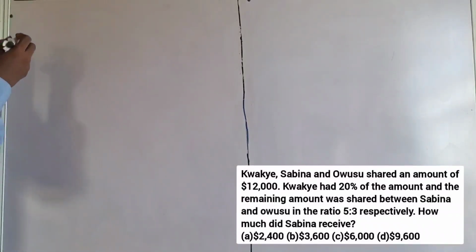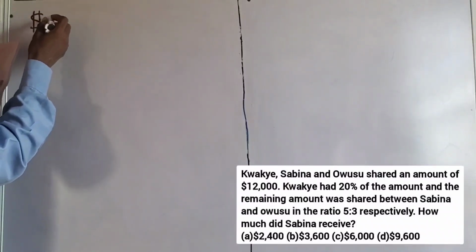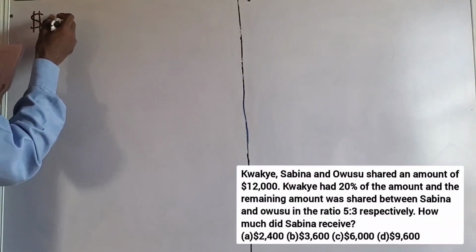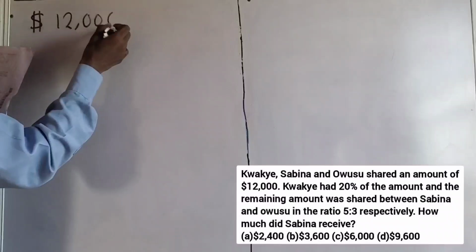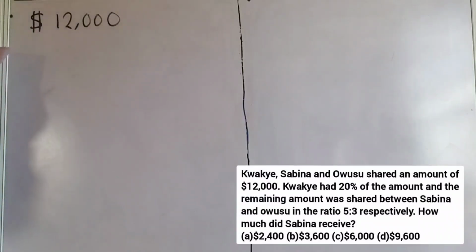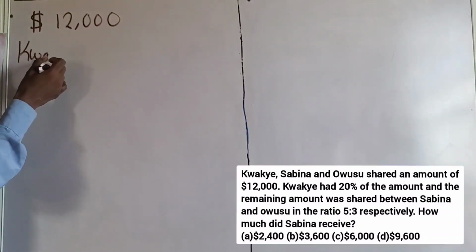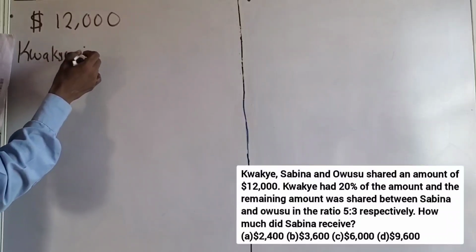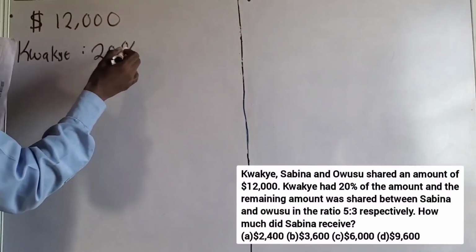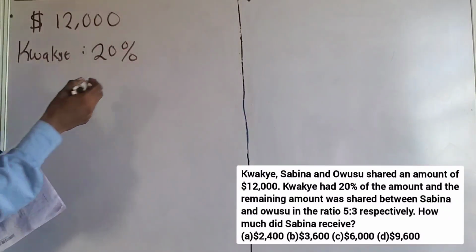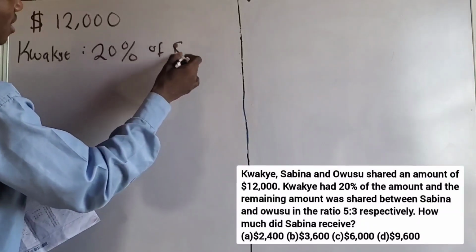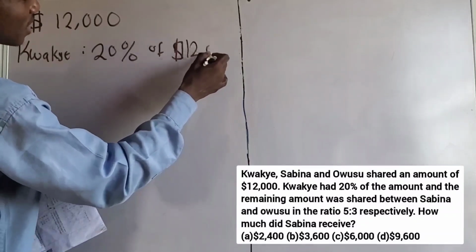The sum of $12,000 was shared between these people. Total amount of money that was shared is $12,000, right? Now the amount that the first person, Kwake, received is what? 20% of the amount that was shared between the three of them. Do you understand? 20% of $12,000.